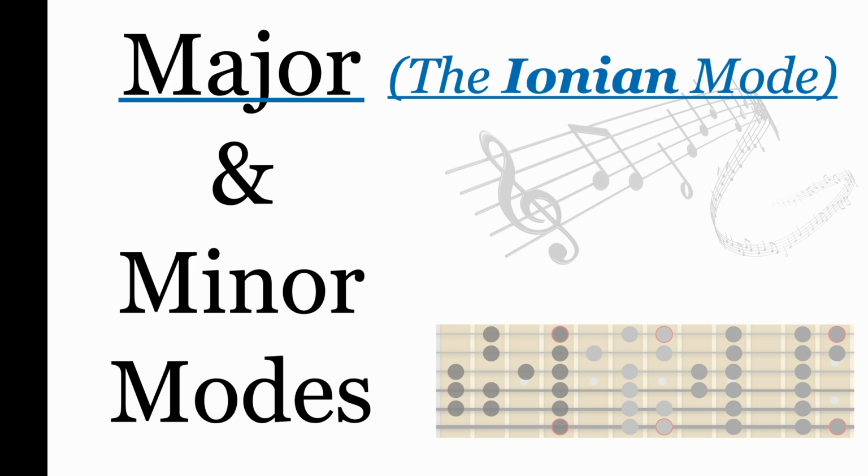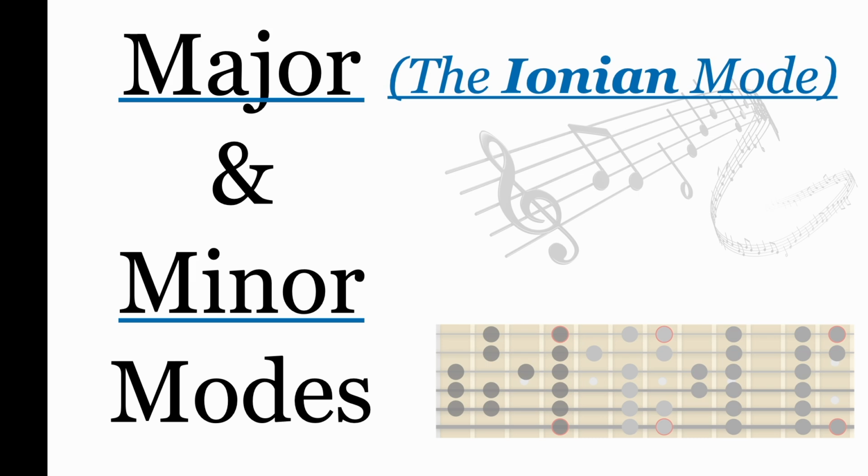But the modes are just different combinations of whole steps and half steps. So the Ionian mode, we have whole step, half step, whole step, half step. That's the major scale, and it's also the Ionian mode. So you may be thinking, well, how did we go from Ionian mode to the major scale? Well, the Ionian mode is a major mode, and it became the most popular. And so it just became the major scale.